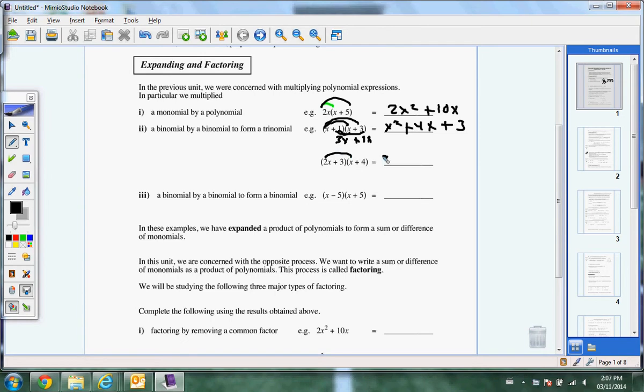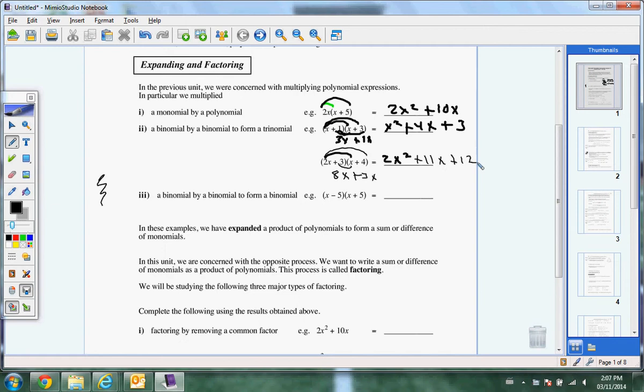2x times x, 2x squared. Okay, 2x times 4 is 8x. 3 times x is 3x. 8 plus 3 is 11x. 3 times 4 is 12. So there's that one. Also a trinomial. Binomial times binomial gives a trinomial. Okay. All right. A binomial by a binomial that forms a binomial.